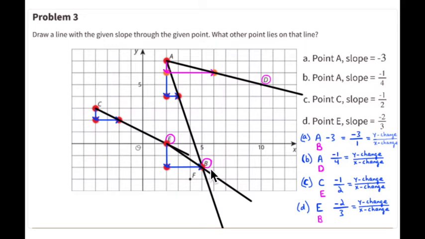And point B is on that line also. So change of 3 units, 1, 2, 3, and then for every 3 units along the x-axis, it's a -2 units along the y-axis. So it's going to go down 2 units. All right, this is problem number 3.